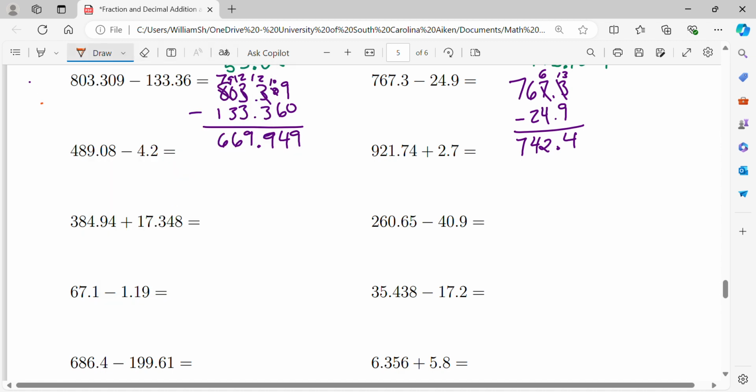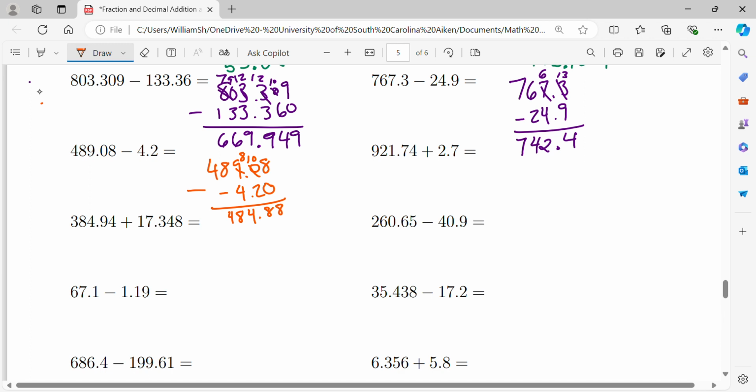Let's do orange. Alright, I've got 489.08 minus 4.2. Gotta put a 0 placeholder here so everything lines up. 8 minus 0 is 8. Here I have to borrow from the 9. I'll make that an 8, and I'll make this a 10. So this will make this an 8. 8 minus 4 is 4. 8, 4. I'm looking at 484.88.